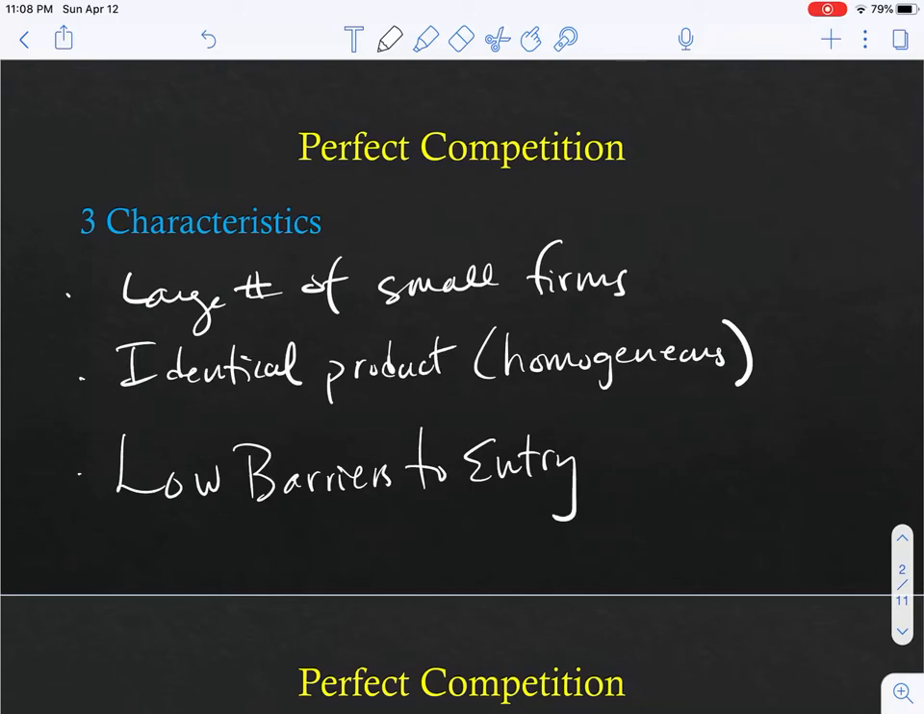Maybe a little closer to home, I sometimes use the example of snowplows. How many different companies plow driveways in the wintertime? Well, so around Rochester, there might be lots and lots of small firms that will plow your driveway. They all provide essentially the same service. And what are the barriers to entry? Is there anything that makes it exceedingly difficult to get started?